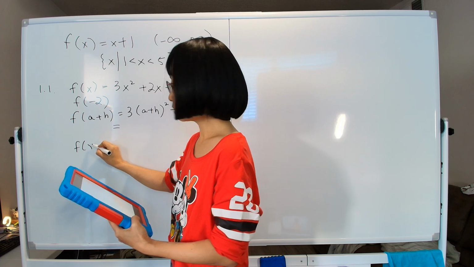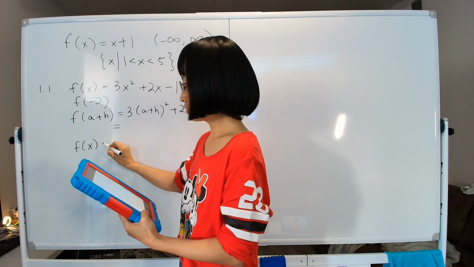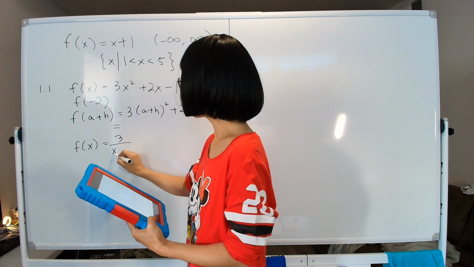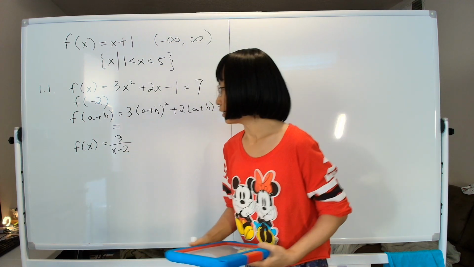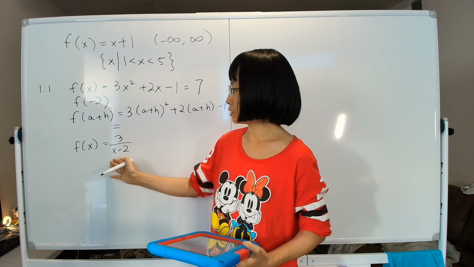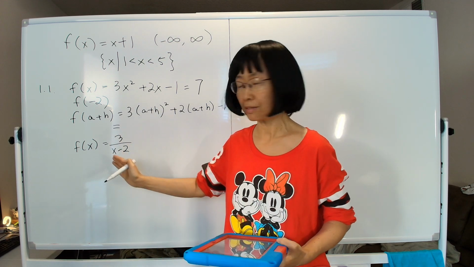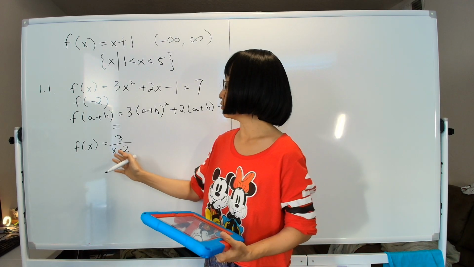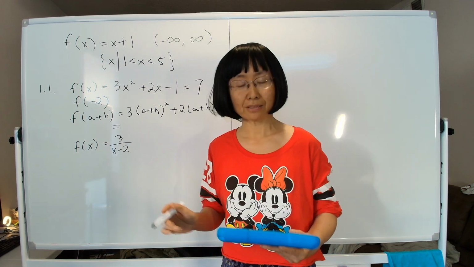f of x equals 3 over x minus 2. All right, now the domain is such that this thing has to mean something, and the denominator cannot be 0 ever. So x being 0 does not make sense.